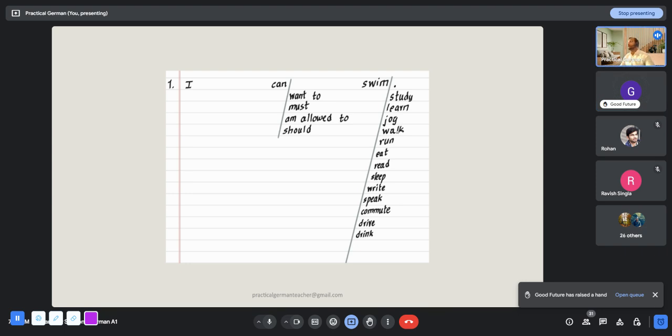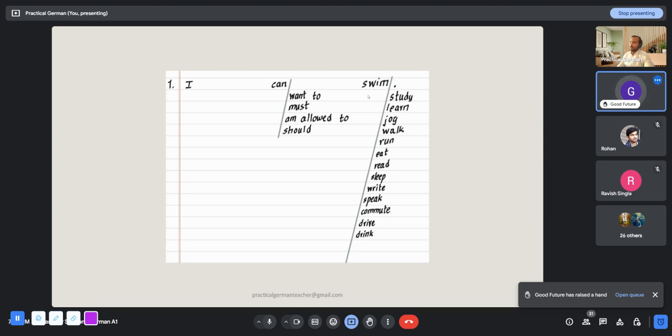Now try to frame sentences. Now you have all the verbs. Because you are using a Modalverb, you don't have to use their conjugation, so you write the verbs as they are. Give me, I can swim. Ich kann schwimmen. I want to swim. Ich möchte schwimmen.